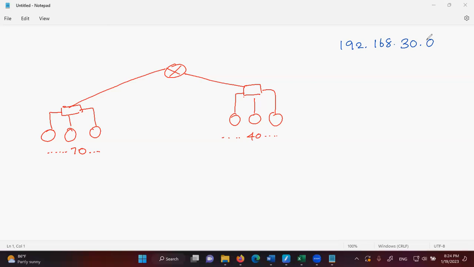So in this network also it has a network IP, a broadcast IP, and a usable range. And further gateway.